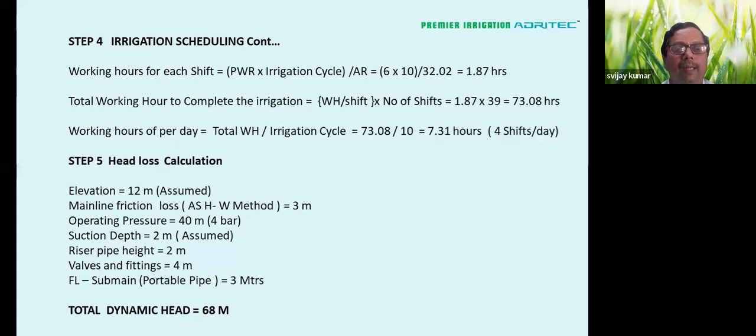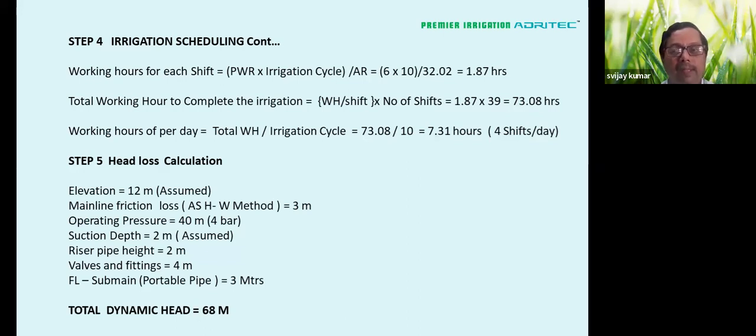Then we'll come to the working hours for each shift. To calculate that, you multiply the peak water requirement by the irrigation cycle and divide by the application rate. So I have a peak water requirement of 6 millimeters, an irrigation cycle of 10 days, divided by the application rate of 32 mm. It comes to roughly 1.87 hours. But we have to map 39 positions to cover the area, so 1.87 multiplied by 39 gives the total working hours, almost 73 hours.